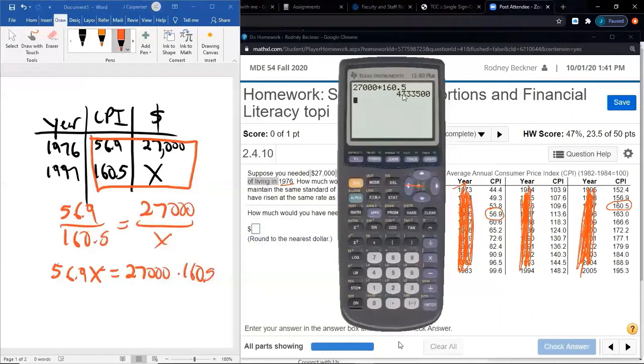How many threes did I say? I think I said 2. Let me start over. 4,333,500. And that's equal to the 56.9x. So we're going to divide both sides by 56.9.